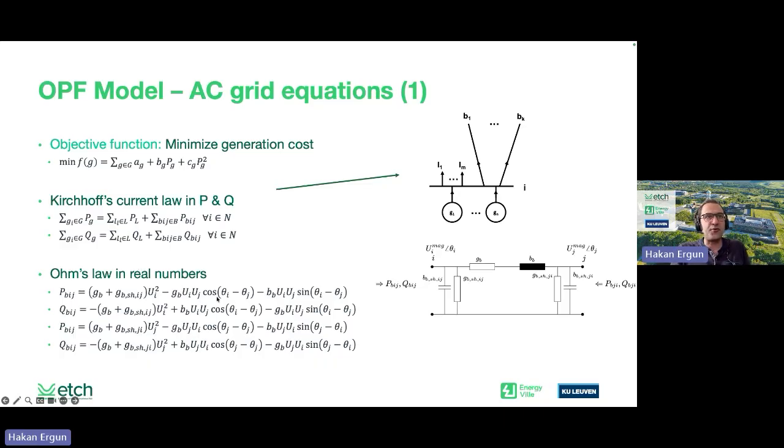Then Ohm's law for the AC lines that we have, but these can also represent transformers and so on. So we are going to formulate this obviously in real numbers, as optimization solvers cannot cope with complex numbers. And within PowerModels ACDC, we have the typical pi formulation with the series conductance and admittance, as well as then shunt susceptances and capacitances.